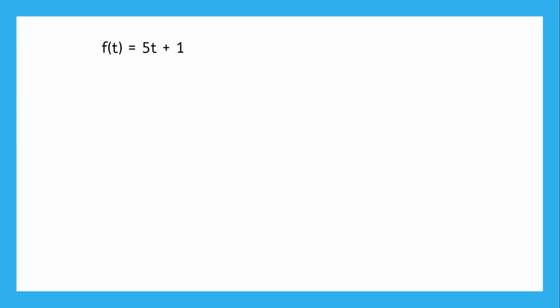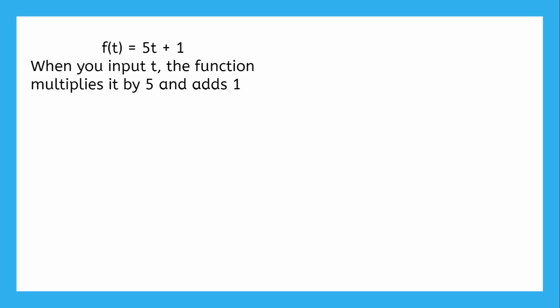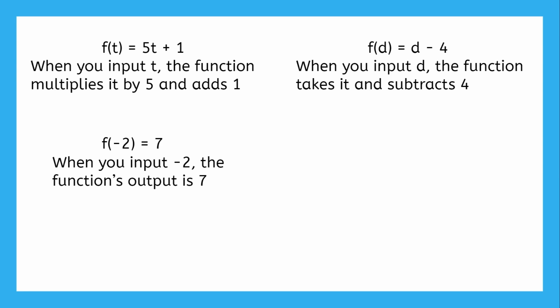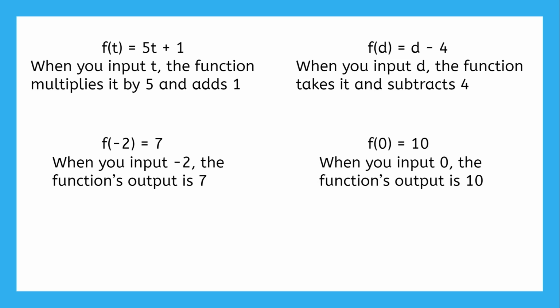How would we read this equation? Well, this just says that if we input some value t, the function multiplies it by 5 and adds 1. So then what does this one say? It says that for some input d, the function will take that value and subtract 4 from it. This one isn't a function. So what does it say? It says that if the input for this function is negative 2, it outputs a value of 7. So then what does this one mean? It means when you input 0 into this function, the output will be 10.